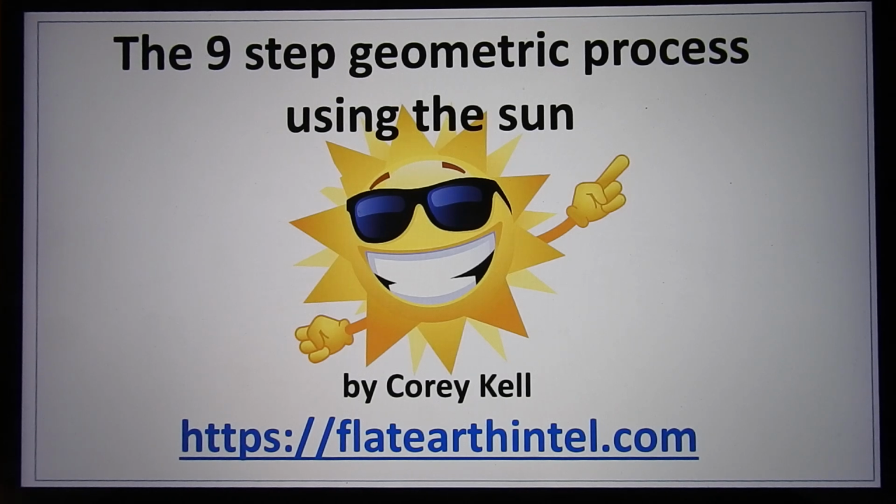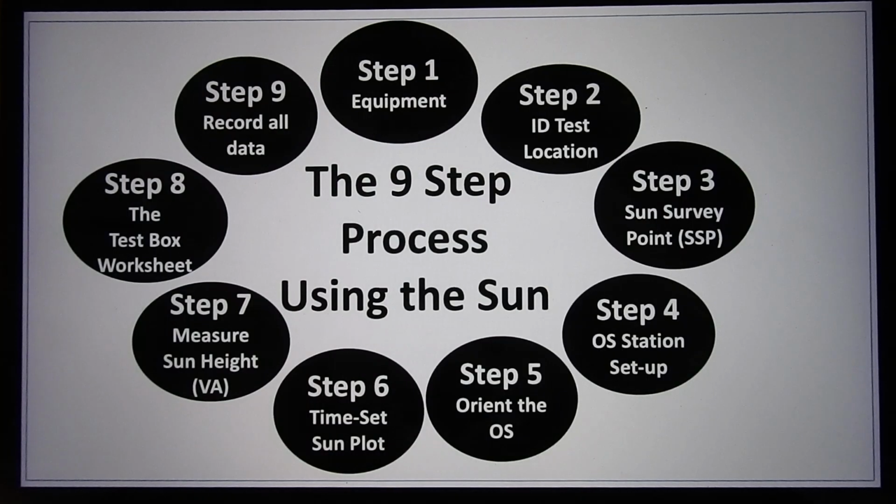Today we're going to talk about the 9-step geometric validation process using the sun to determine Earth's true surface shape. And with that, let's begin. 9 steps, and we'll go through them and then we'll get in a little more detail on each step.